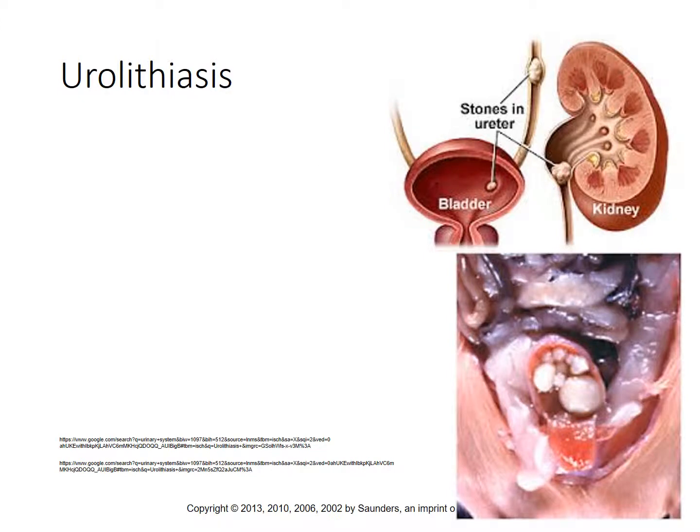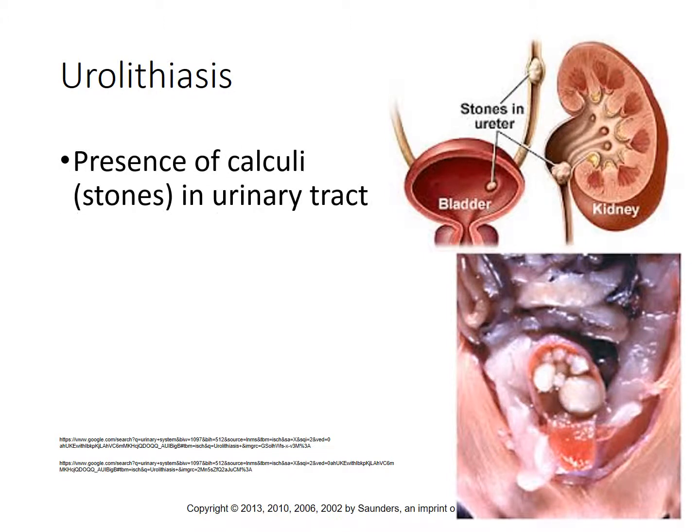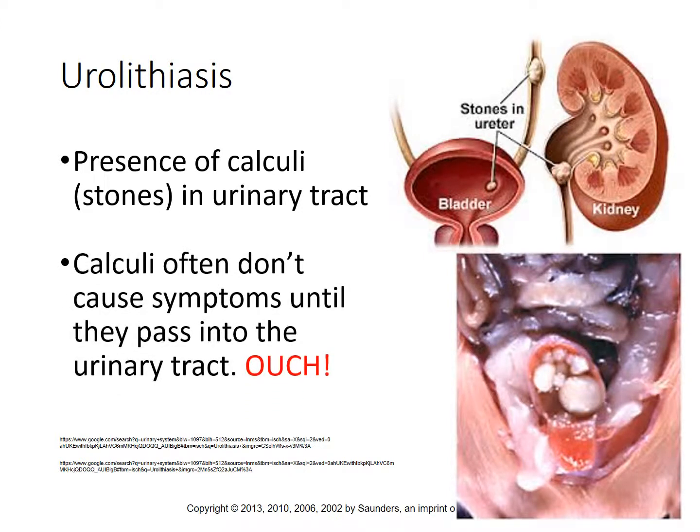Next topic, kidney stones, urolithiasis. Do you see the stones in the ureter, bladder, and kidney? Urolithiasis is the presence of calculi in the urinary tract. Calculi often don't cause symptoms until they pass into the urinary tract. Ouch.